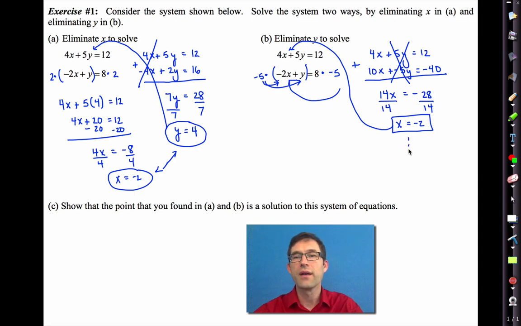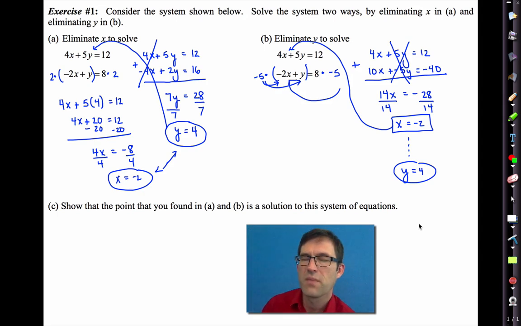I'm not going to do that. We already know that y is equal to 4. Okay, so I'm not going to go there. Now letter C says to show that the point that you found in A and B, so it's the same point, right? It's the point negative 2, 4 is a solution to this system of equations.